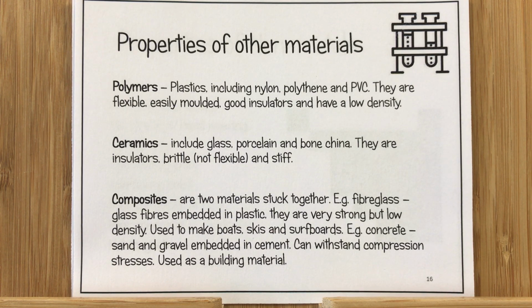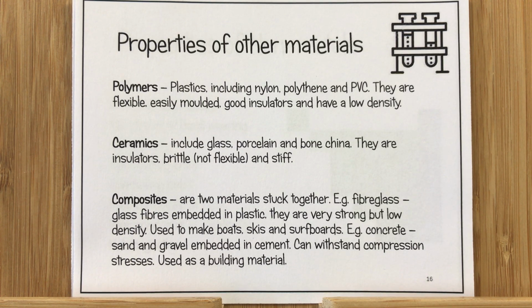Nylon was actually created by two men, one from New York and one from London. That's how they got the name nylon. Polythene and PVC. They are flexible, easy to mould, good insulators and have a low density.